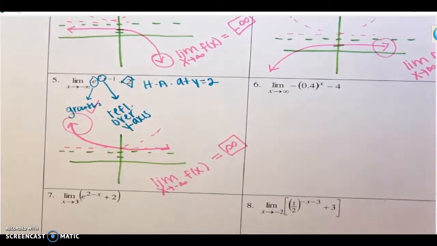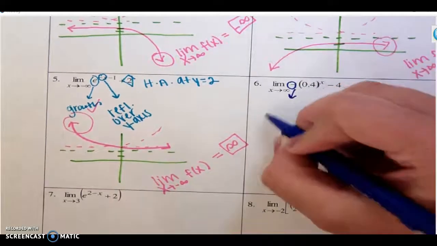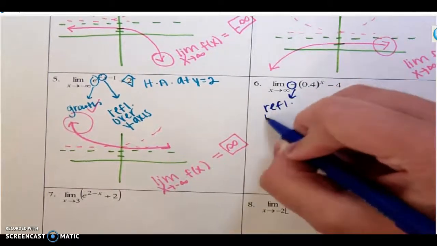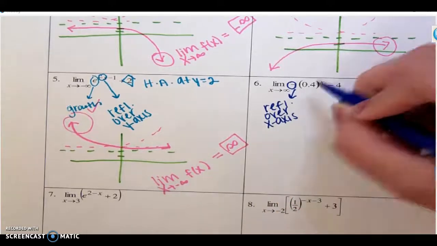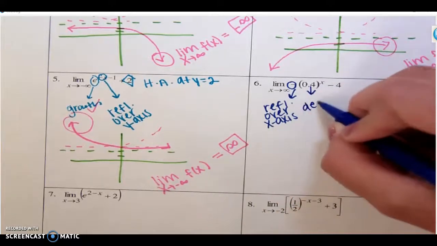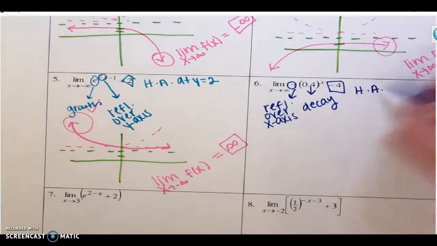Alright, and then number 6, the limit as x approaches infinity. This negative out front tells us to reflect over the x-axis. This 0.4 tells us we're going to do decay. And this -4 tells us horizontal asymptote at y equals -4.